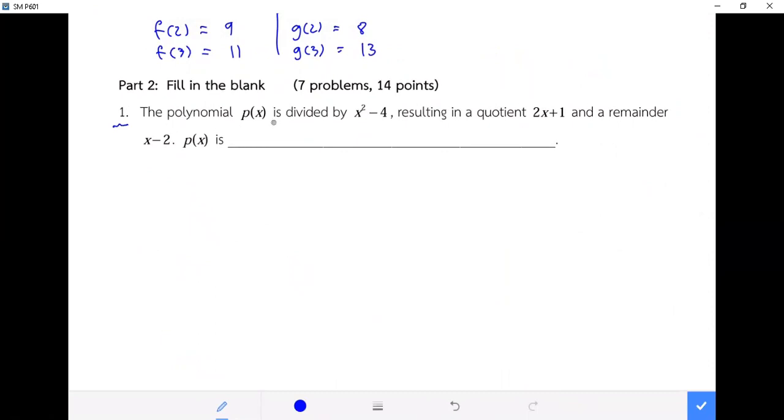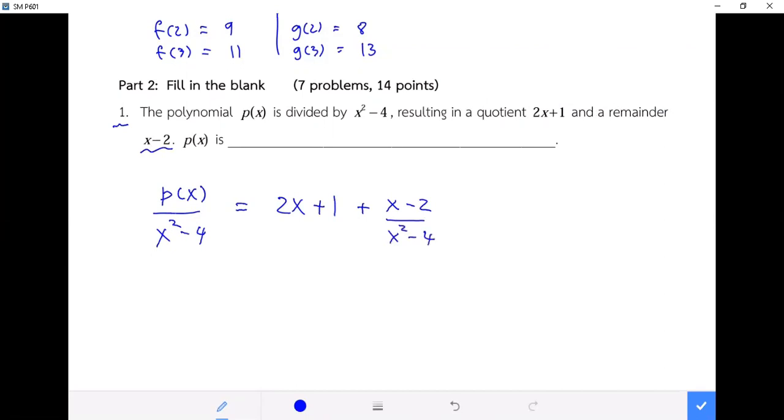Okay, so here it says P(x) is divided by x squared minus 4, resulting in a quotient. Quotient is like the result, right? It's not the remainder. So you divide it like this, and you get 2x plus 1, with a remainder of x minus 2. So the remainder x minus 2 is divided by x squared minus 4.